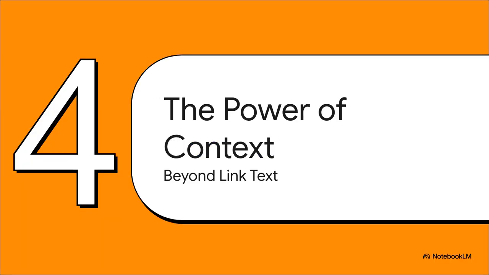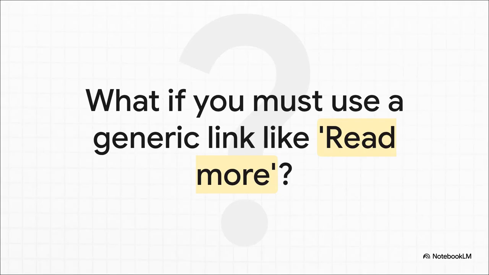All right, but remember that second part of the rule? What happens when you just can't make the link text itself perfectly descriptive? Well, this is where the power of context comes in. It's a real game changer. And this happens all the time, right? Just think about a news homepage with like a dozen little article blurbs. You're not going to make the entire headline a link every single time. So what do you do? How do you make that read more link actually work for everyone?